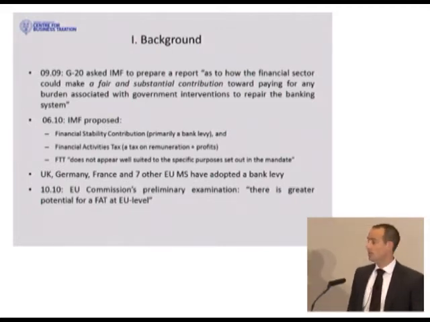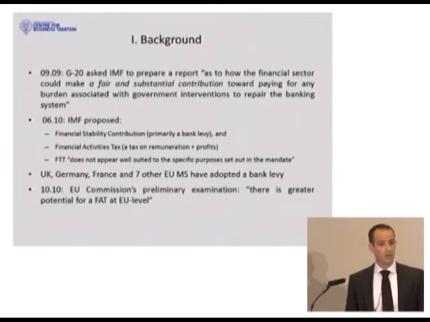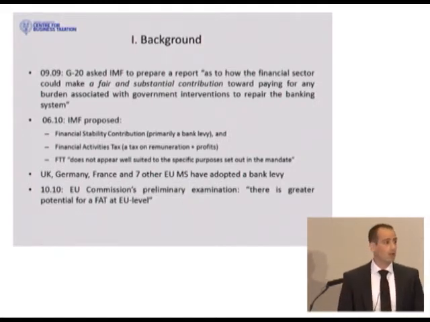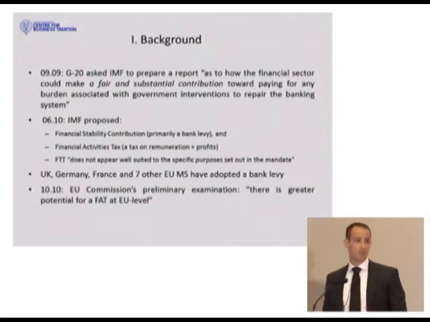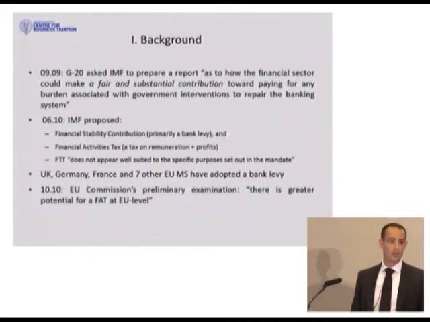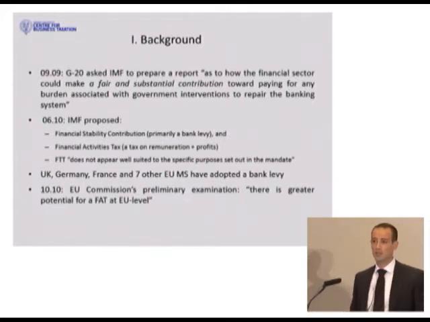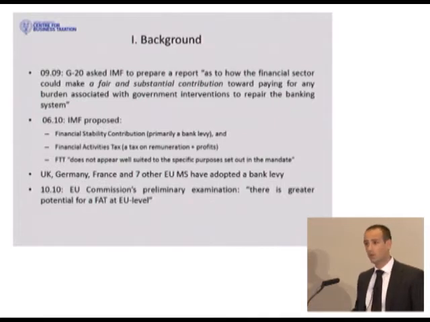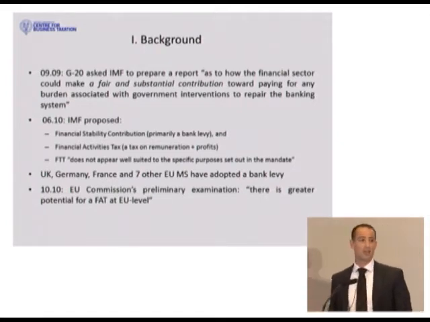The IMF also looked at the FTT. However, having looked at it and considered it, it concluded that the FTT does not appear well suited to the specific purposes set out in the mandate. Okay, so those were the IMF's proposals. What happened since then? Since then, 10 member states, including the UK, France, and Germany, adopted a bank levy along the lines suggested by the IMF. And at a European level, the Commission started a process whereby it analyzed two options for an EU-wide tax on the financial sector. The first option was the FTT. The second option was the FAT.